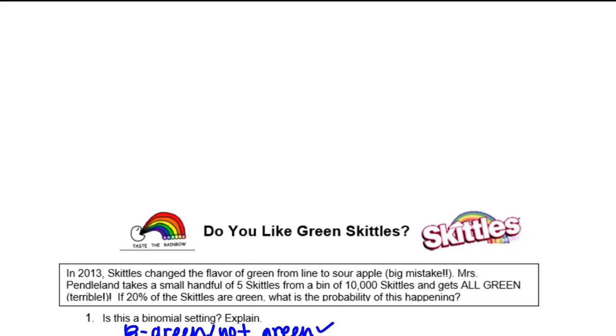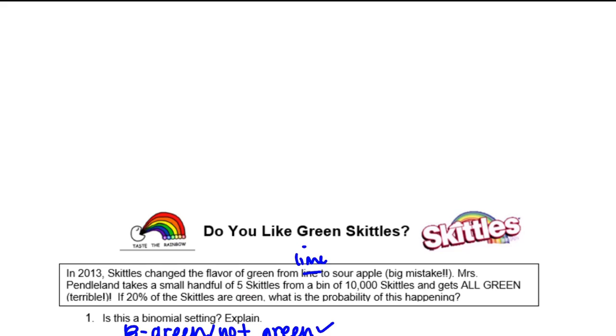Everyone, welcome to your last lesson of Unit 4. Today we are discussing green Skittles, whether you like them or not. So apparently in 2013, Skittles changed the flavor from lime to sour apple. Big mistake.